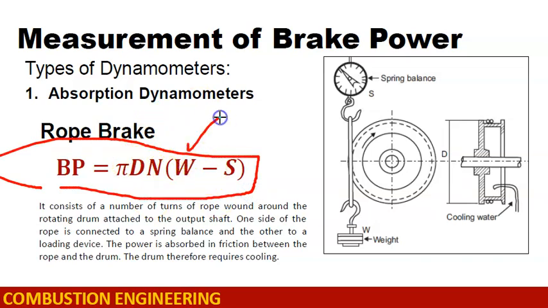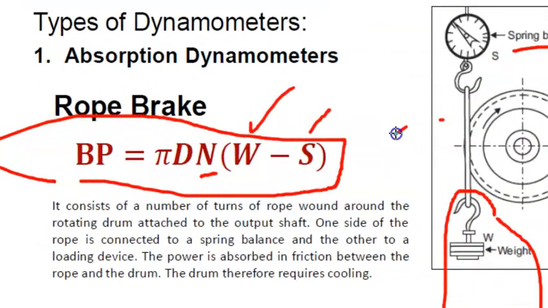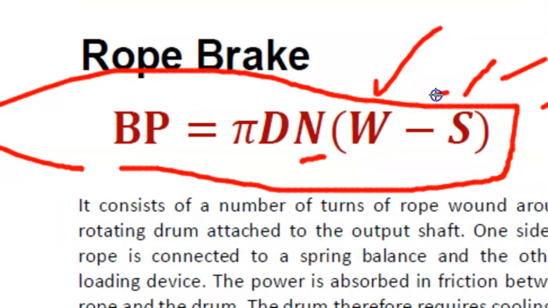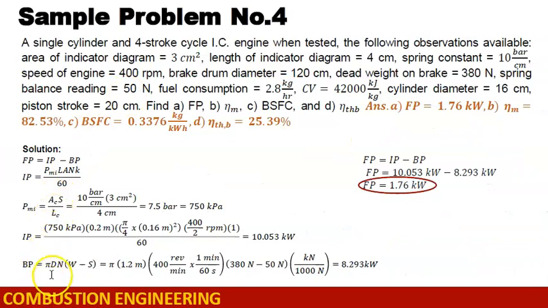W is the dead weight. This is an instrument in measuring brake power. So W here represents the dead weight. S is the measured value in the spring balance. N is the RPM. D is the diameter, the rope brake diameter. So we can solve for BP by substituting all those values in the formula.